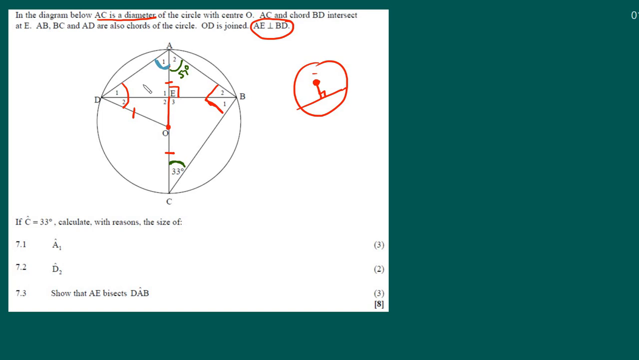It's B1. Because if I move from D and C, I'm forming this angle at the circumference. And then if I move from the very same points to another part of the circumference, I'm forming B1. So it means A1 and B1 are equal. So check, if I can get B1, it means I got A1. How can I get B1? Get B2.